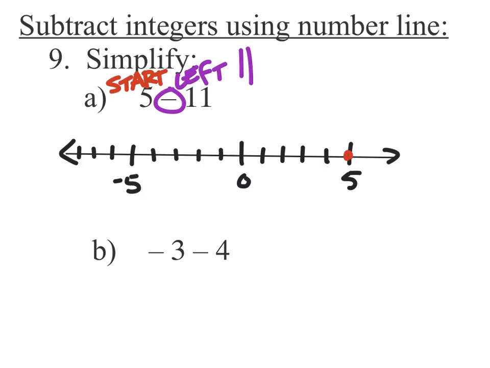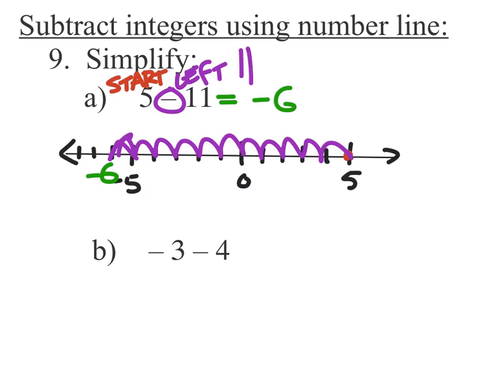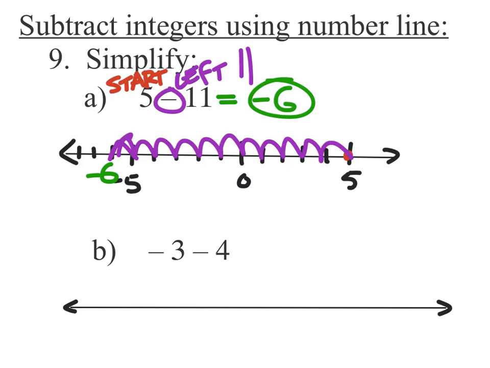Alright, so starting at 5, I'm going to go to the left 11. 1, 2, 3, 4, 5, 6, 7, 8, 9, 10, 11. Sorry, there's 11 right there. And what value is that at the end? That's at negative 6. So this answer is negative 6.